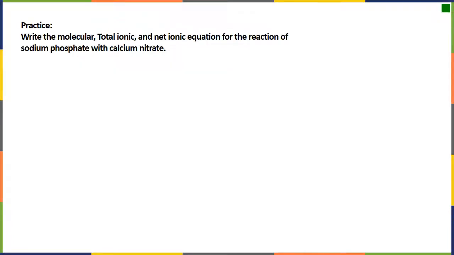So let's do this one. We're going to have the reaction of sodium phosphate with calcium nitrate. So what do we know? We know that sodium phosphate is Na3PO4, and calcium nitrate is Ca(NO3)2. We know we're going to leave our polyatomics attached as we go through this and just swap what's attached to what. And we're going to apply the solubility rules as we go.